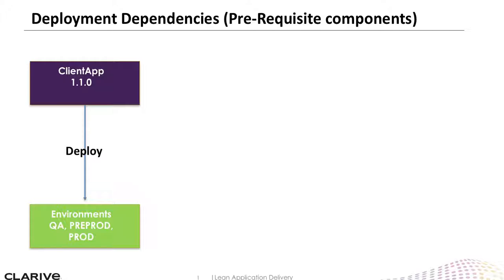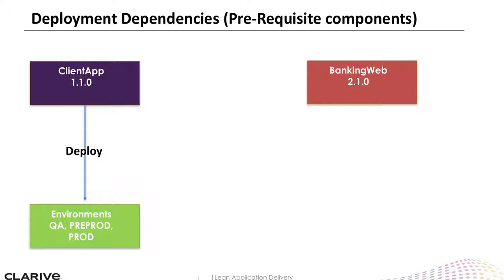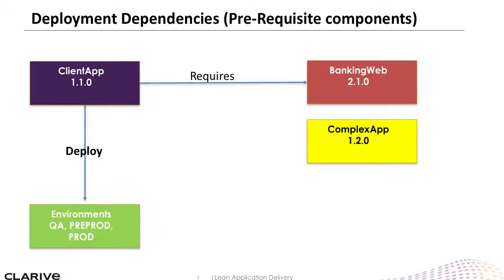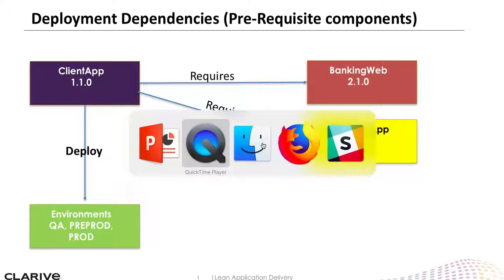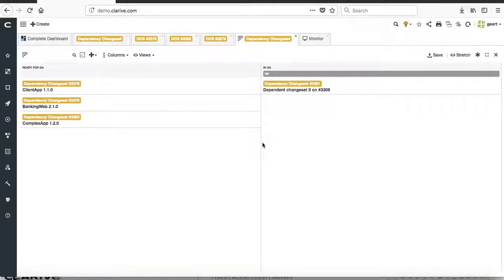But this client app 1.1.0 has prerequisites. In the same environment, to be able to run it and test it, it needs specific versions of other applications, other components. It requires the BankingWeb 2.1.0 to be there. It requires the ComplexApp 1.2.0 to be there. If one or both of these are not in the environment yet, we will refuse the deployment of the client app. So going into Clarive, this is my current situation.